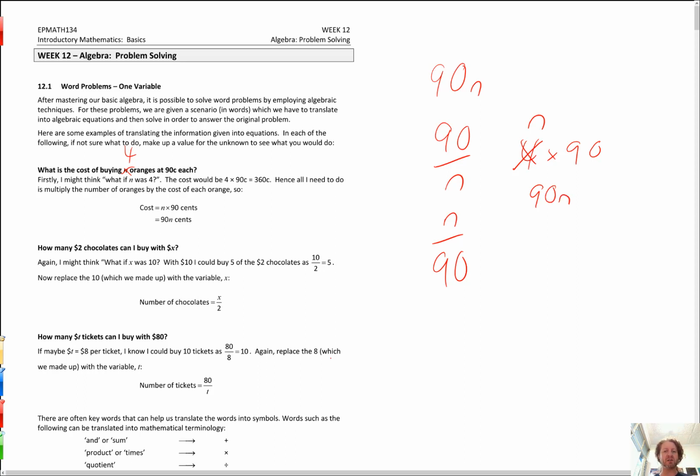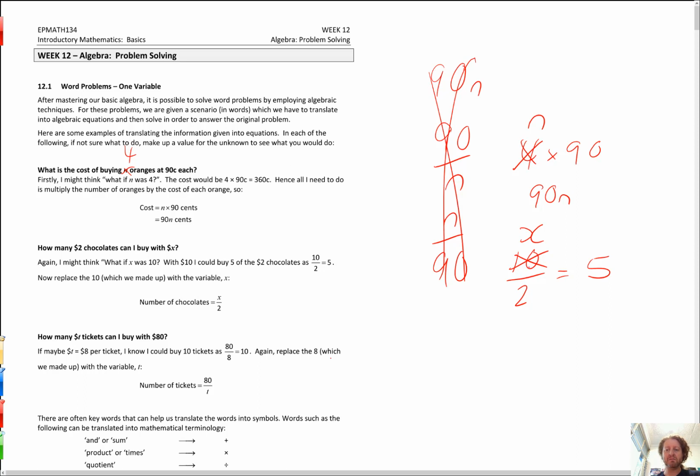How many $2 chocolates can I buy with X dollars? Well, again, I might make up a number for X, maybe 10. Say I had $10, I know I could buy 5 of them. How do I know that? Because $10 divided by the cost of the chocolates, $2, tells me I could get 5 of them. There are 5 2s in 10. But again, it wasn't really $10, it was X dollars.